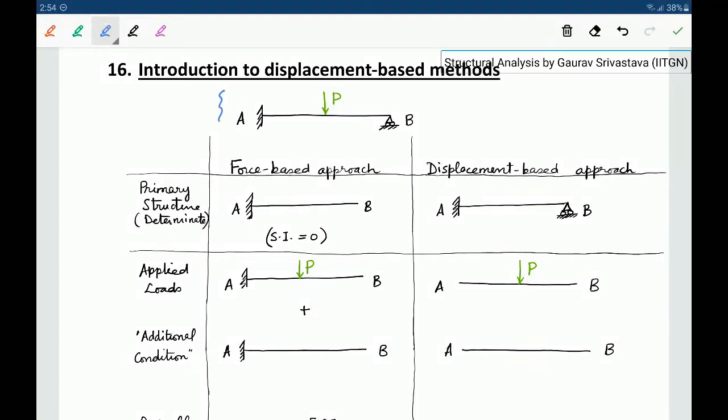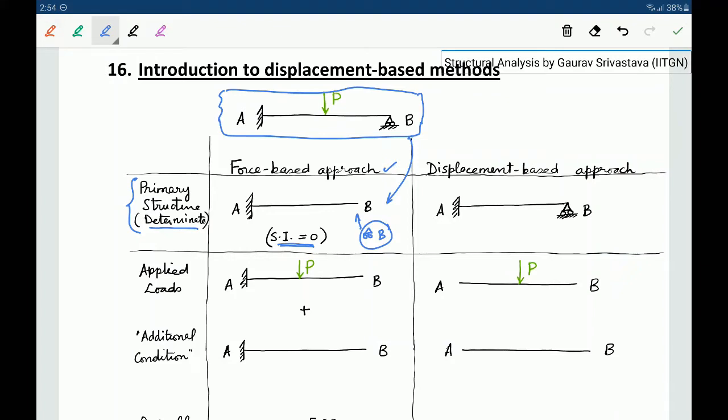So let's say this is the structure that we need to solve. Maybe we need to compute the shear force and the bending moment diagram. In a force based approach, we first made a primary structure, and this primary structure was statically determinate. So the static indeterminacy here was 0, and we made it by removing the prop or the roller support that was there at the point B. When this support was removed, it became a statically determinate structure, and this we treated as the primary structure.